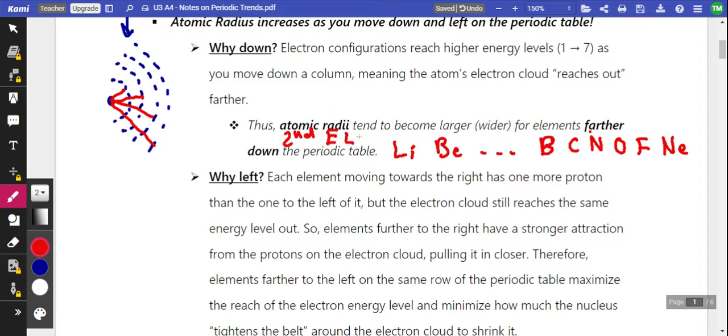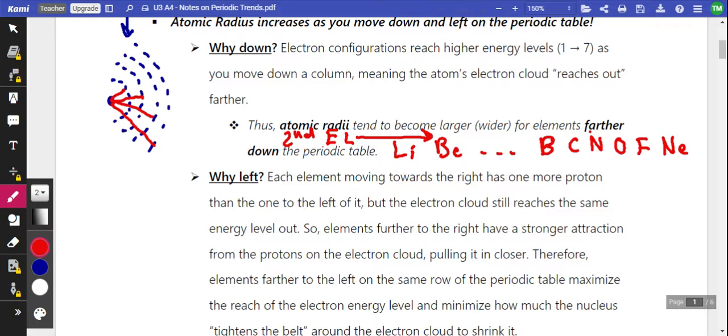Second energy level, because I don't really have enough space. So all these are going out to the second energy level. Whether we're dealing with lithium or boron or nitrogen, they have different numbers of electrons, but the distance they go out in the electron cloud is pretty much the same. They all go out only to the second energy level. It's not like adding one more electron from carbon to nitrogen makes it that much farther out. It's pretty much still in the same spot.